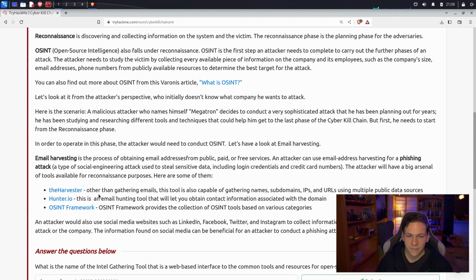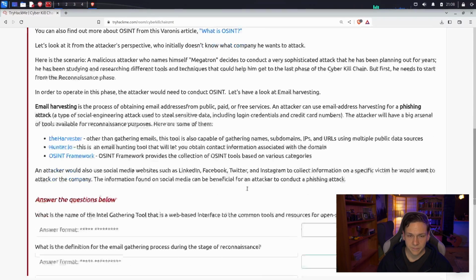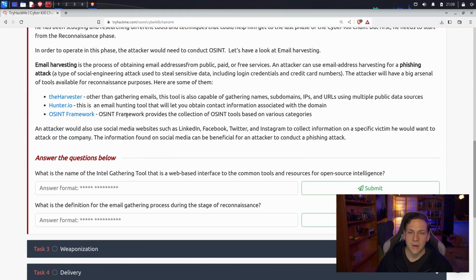We have theHarvester. Other than gathering emails, this tool is also capable of gathering names, subdomains, IPs, and URLs using multiple public data sources. Hunter.io. This is an email hunting tool that will let you obtain contact information associated with the domain. And the OSINT framework. OSINT framework provides the collection of OSINT tools based on various categories.